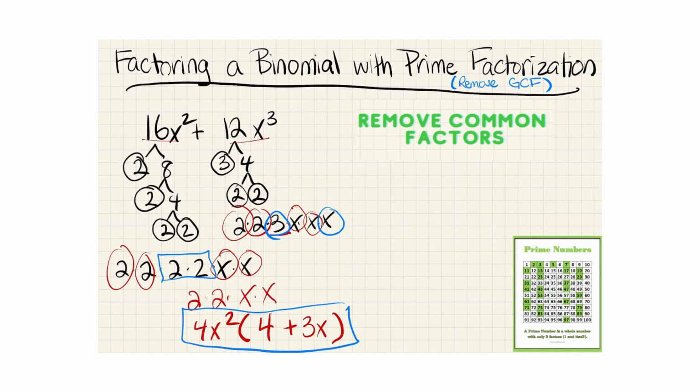And there's our answer. Now, if we wanted to check our answer, remember, we would just go ahead and distribute it. So we'd multiply this first one and multiply the second one. Okay. 4 times 4 is 16, x squared. So we got the first one. 4 times 3 is 12, and x squared times x is x to the power of 3. So we did it right.